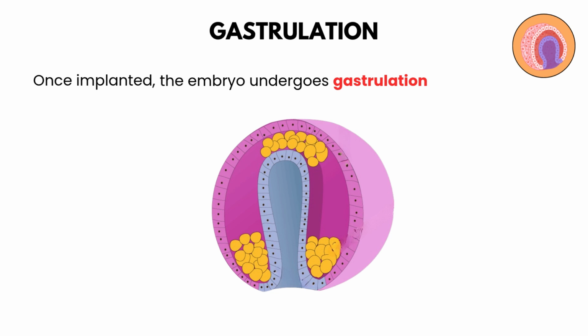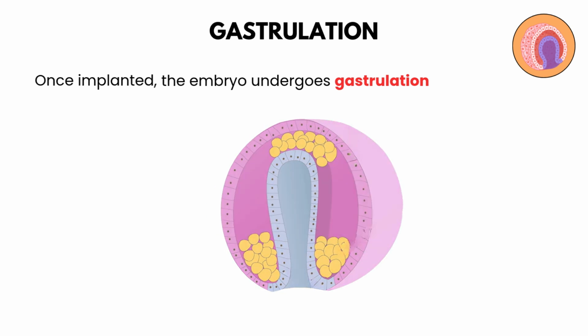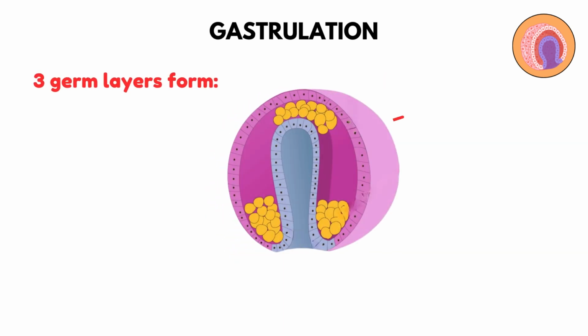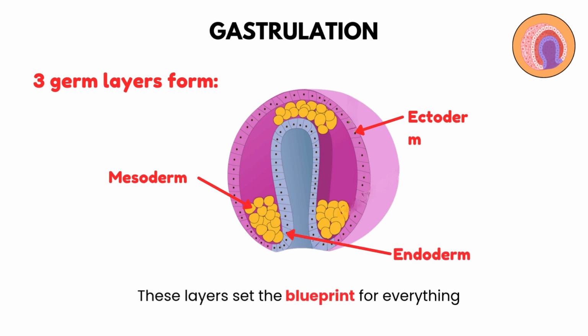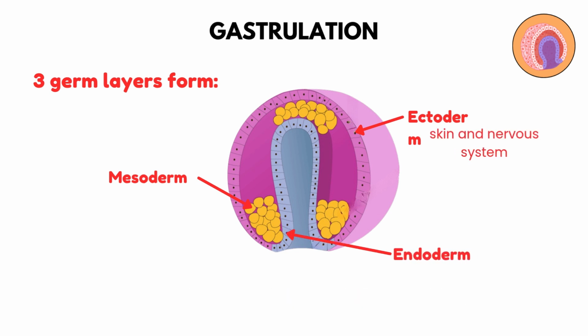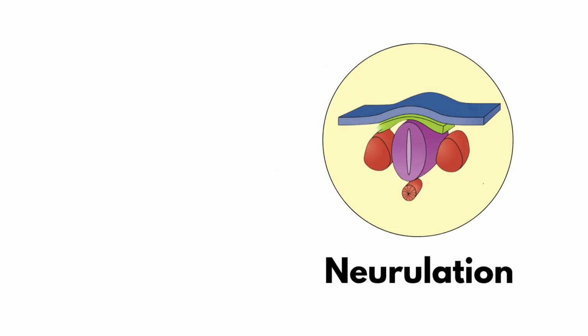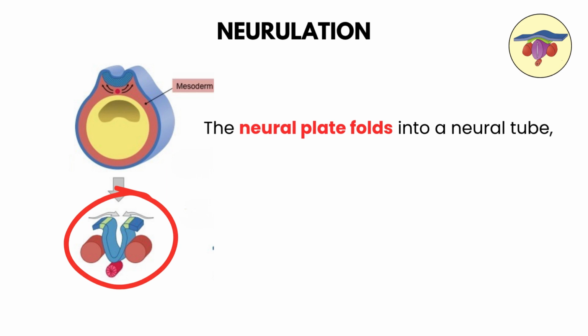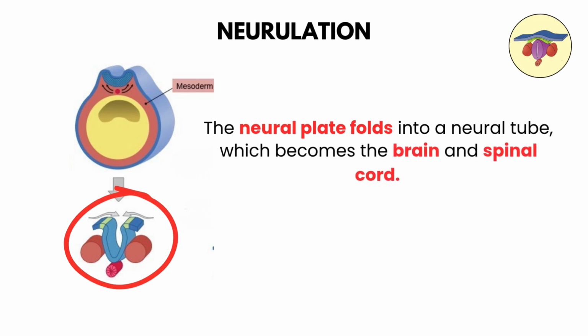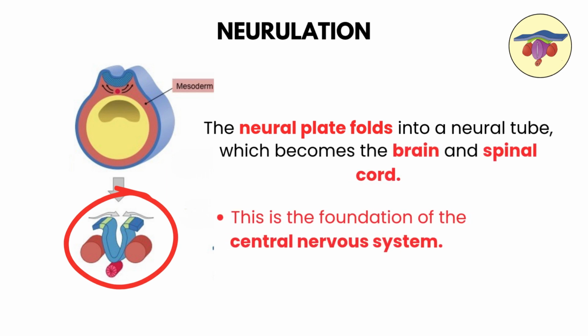Gastrulation. Once implanted, the embryo undergoes gastrulation, one of the most important steps. Here, the three germ layers form: ectoderm, mesoderm, and endoderm. These layers set the blueprint for everything: skin and nervous system from ectoderm, muscles and bones from mesoderm, digestive and respiratory linings from endoderm. Neurulation. From the ectoderm, neurulation begins. The neural plate folds into a neural tube, which becomes the brain and spinal cord. This is the foundation of the central nervous system.